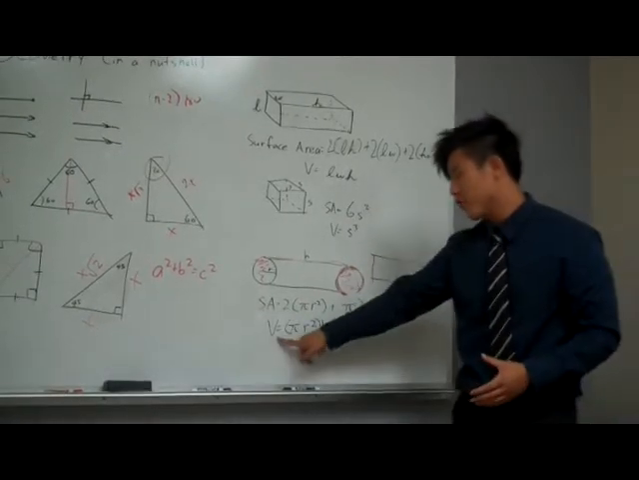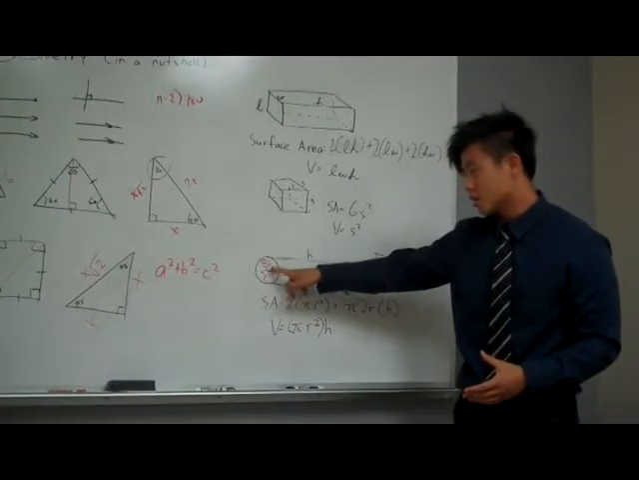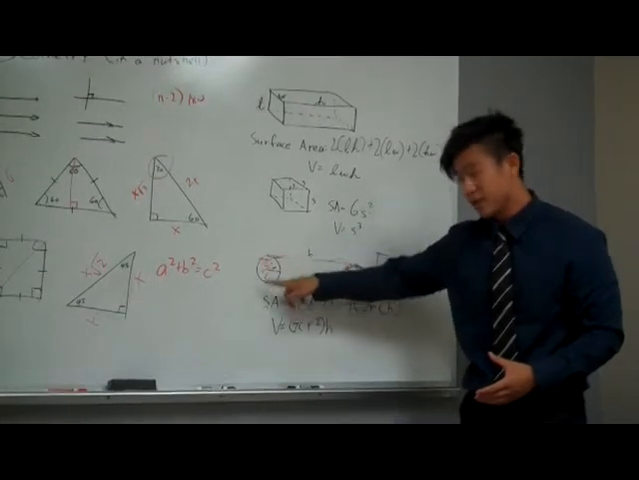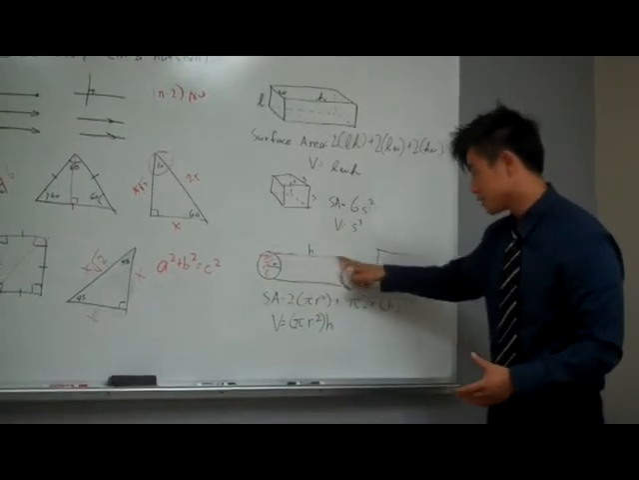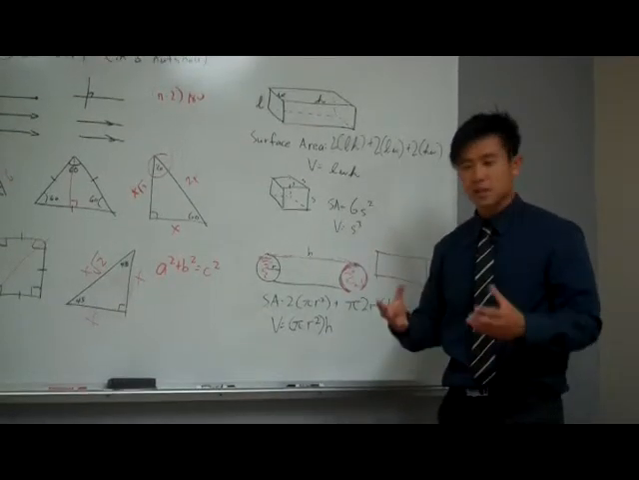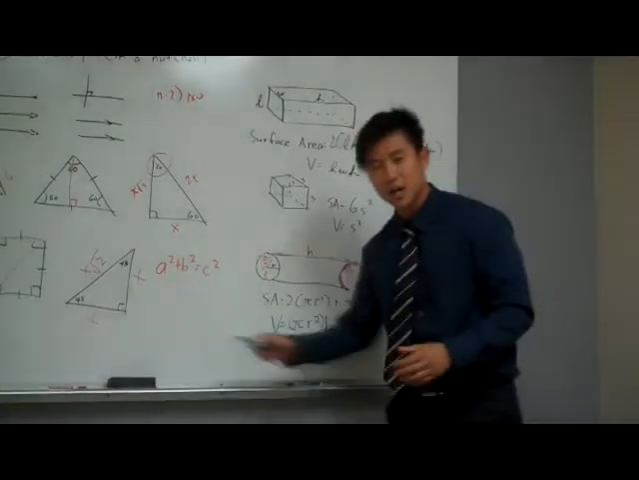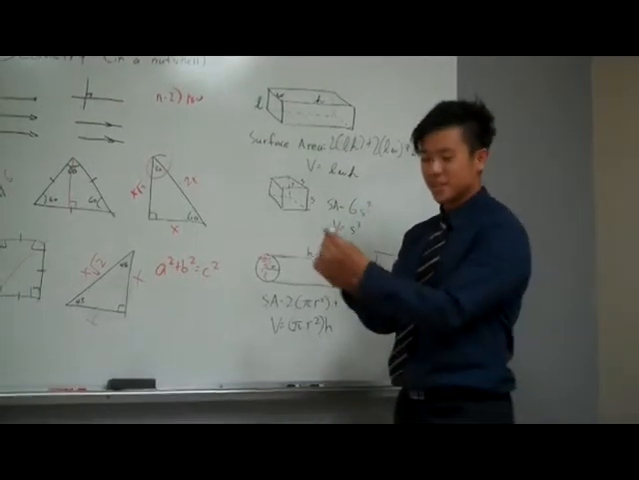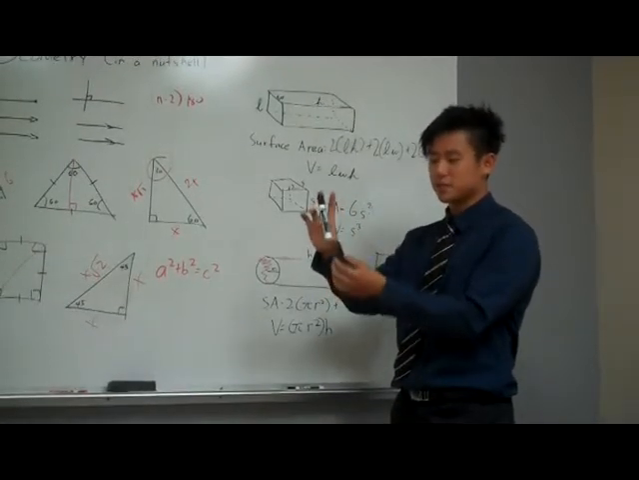And finally, we have the volume. Pi r squared, the area, multiplied by the height, will give you the volume. And to illustrate this point, the best way to show it is a cup. I don't have a cup, I have a marker. Okay, this is relatively similar to a cylinder.